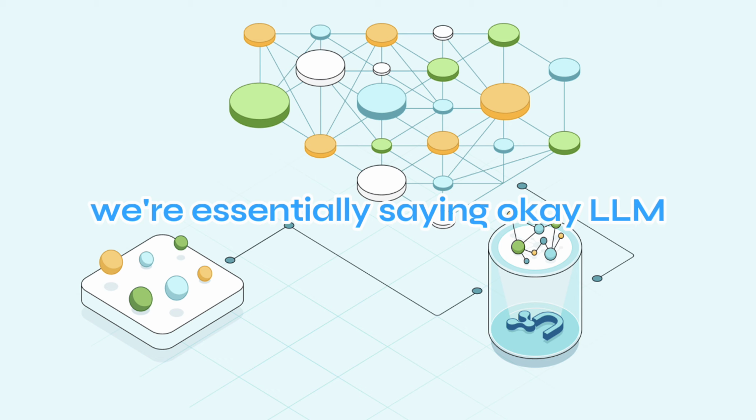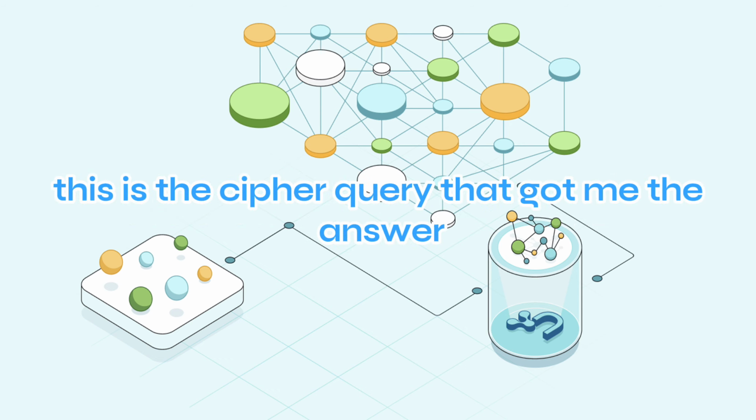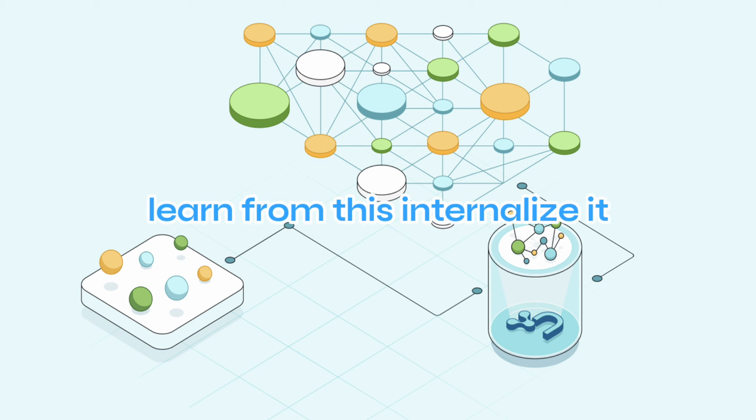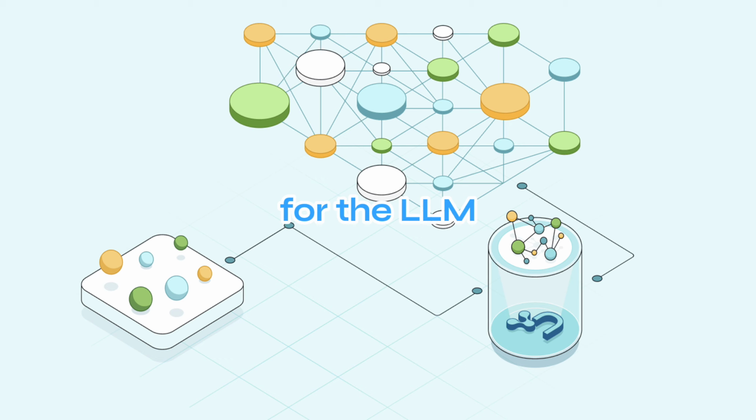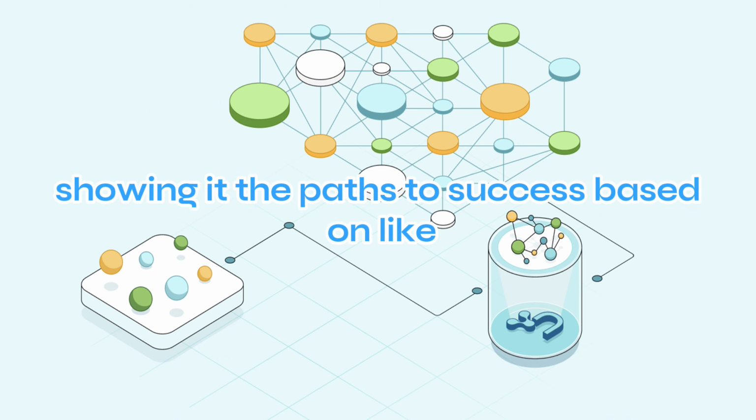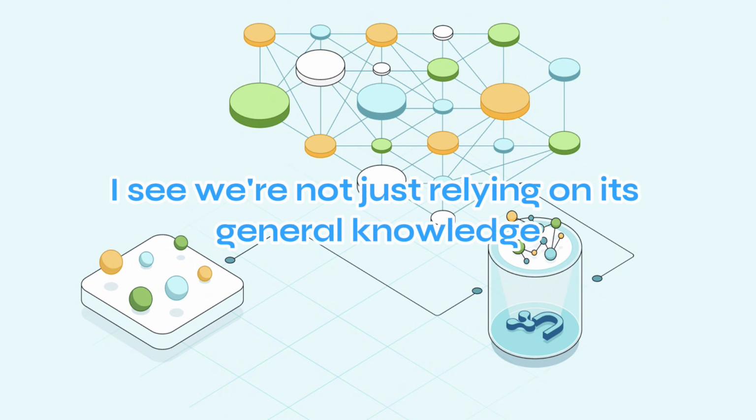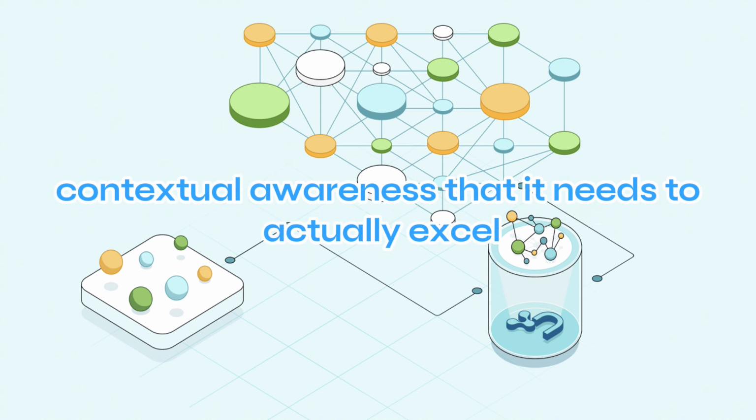We're essentially saying, okay, LLM, here's a specific question I have about my data. This is the Cypher query that got me the answer I was looking for. Learn from this. Internalize it. So it's like we're creating a roadmap. Yes, exactly. For the LLM, showing it the paths to success based on our real-world experience with the data. Precisely. We're not just relying on its general knowledge. Right. We're providing the specific contextual awareness that it needs to actually excel.